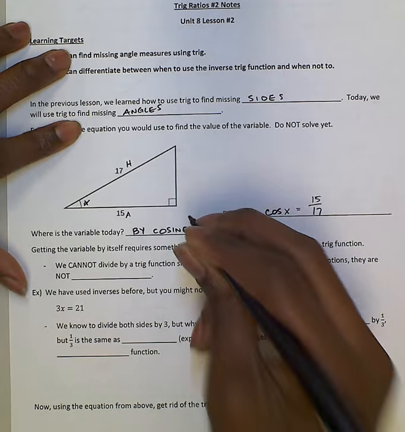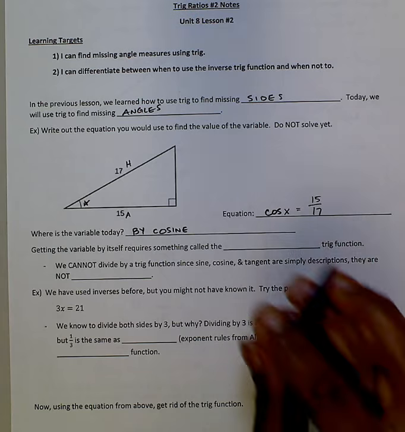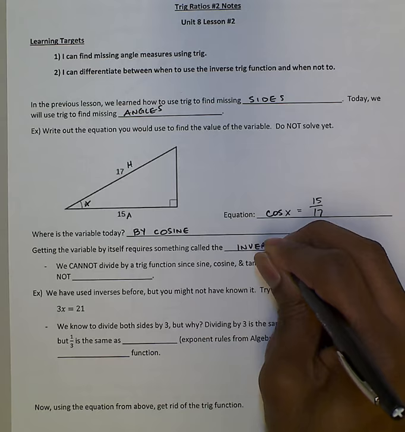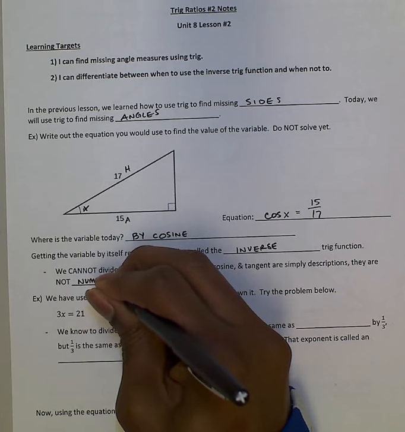Okay. Getting the variable by itself is going to require something called an inverse trig function. Okay. We cannot divide by a trig function since sine, cosine, and tangent are simply descriptions. They are not numbers. Okay, they are not numbers or values by themselves.